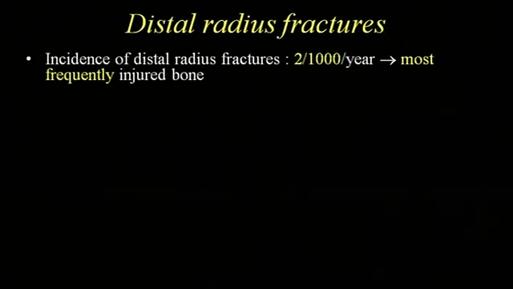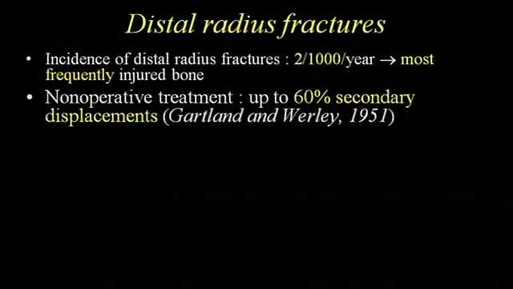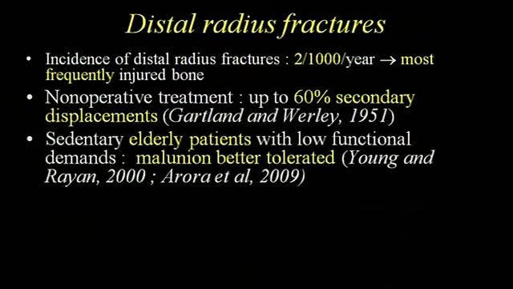The distal radius is the most frequently injured bone, as you know. We know also that non-operative treatment leads to up to 60% of secondary displacement. Even non-displaced fractures can redisplace on the plaster. And we know that malunion is not very well tolerated, especially loss of radial length, except in elderly patients.